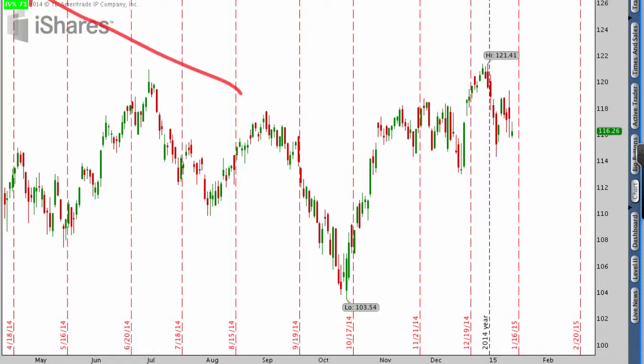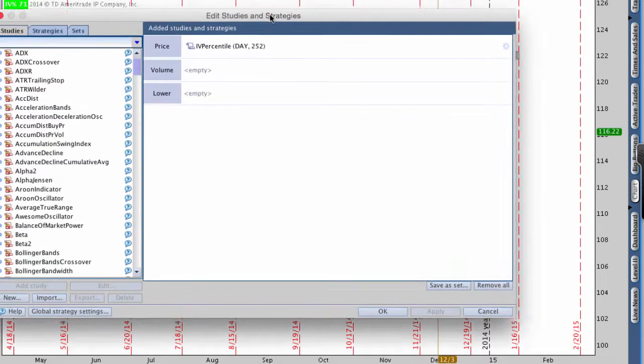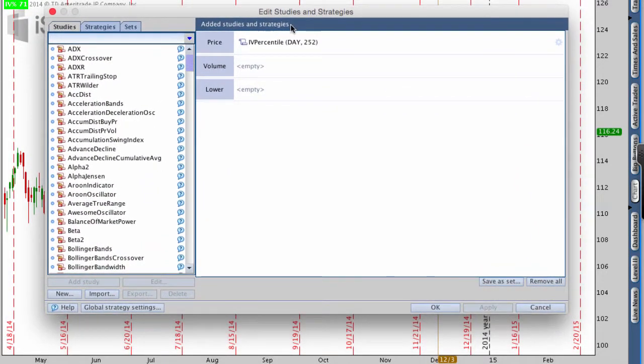Today we're just looking at IWM, one of the major market index ETFs. You can see we've got pretty much nothing on this chart that gives us an idea of where the stock may or may not go. We can draw lines and all that stuff, but no real technical indicators. So what I want to do first is go up to where it says studies and edit studies. You can see there are no studies on here right now, but I'm going to add a study.